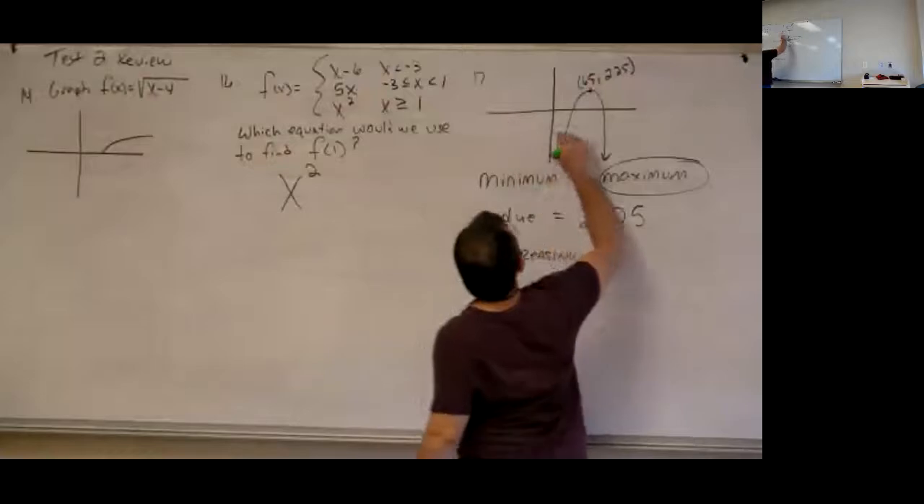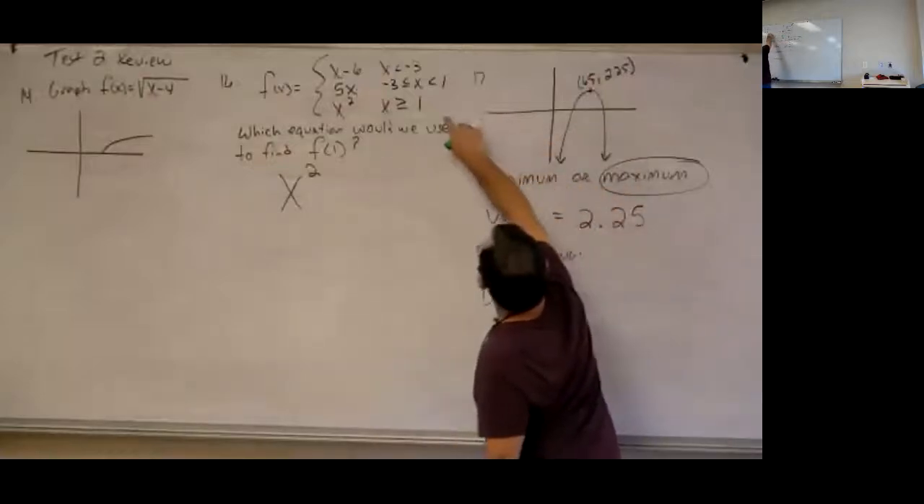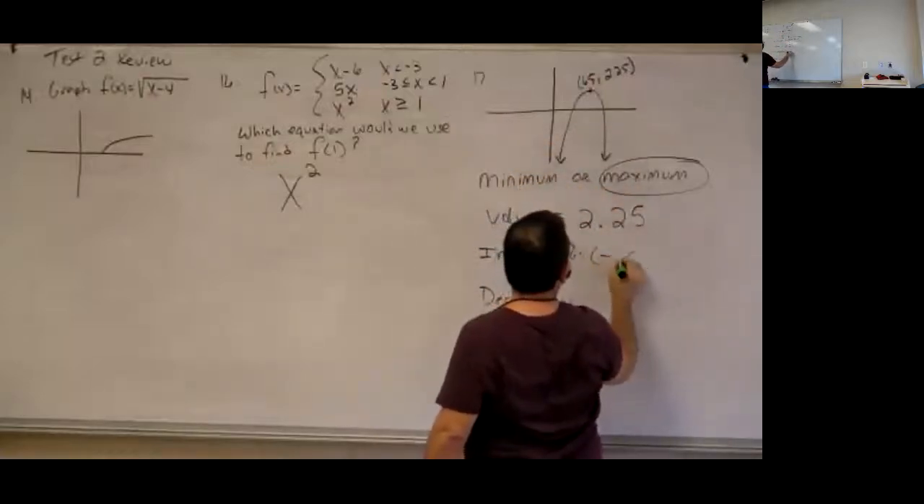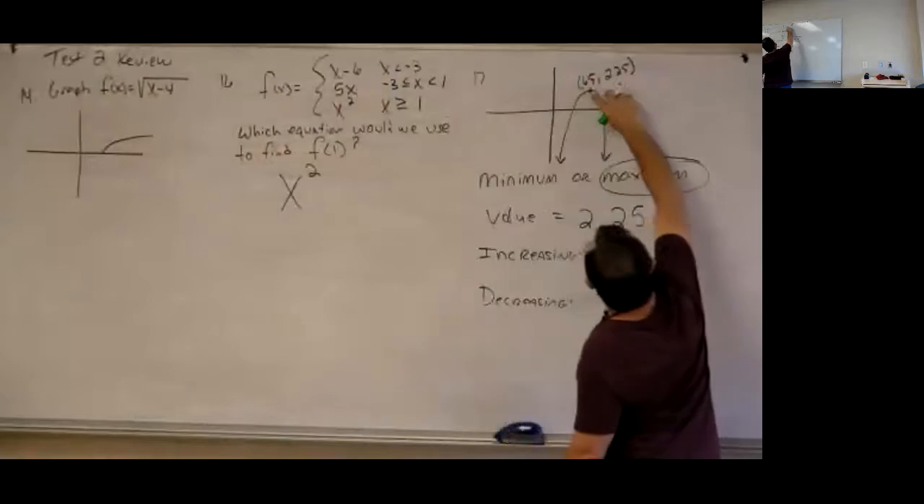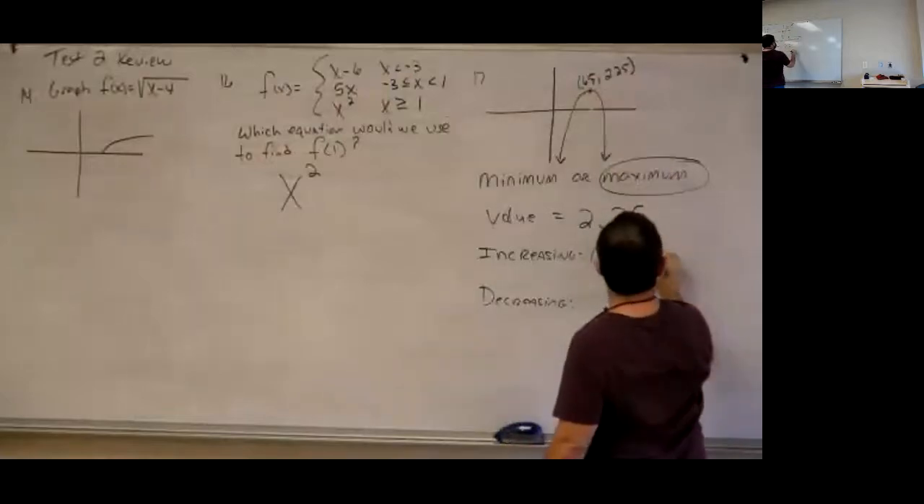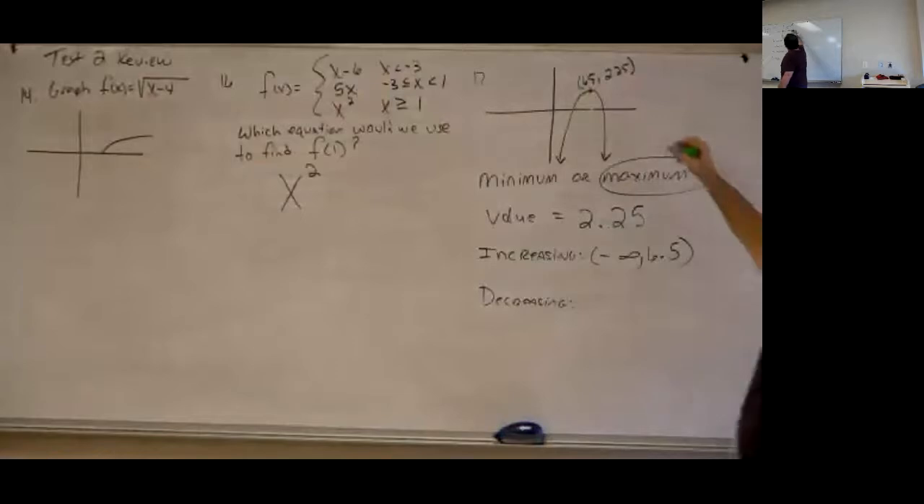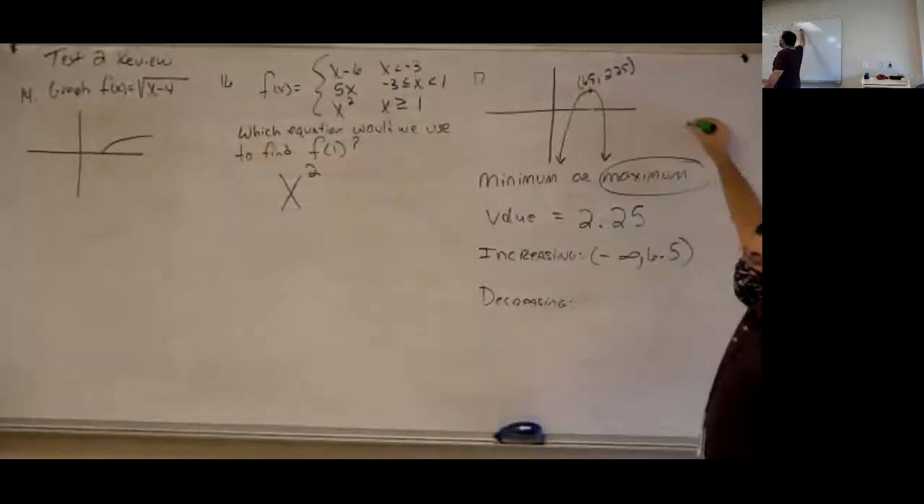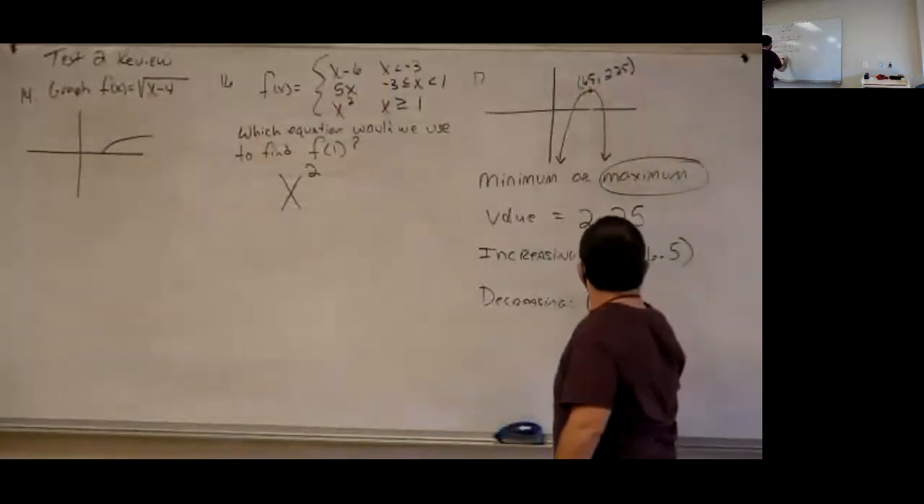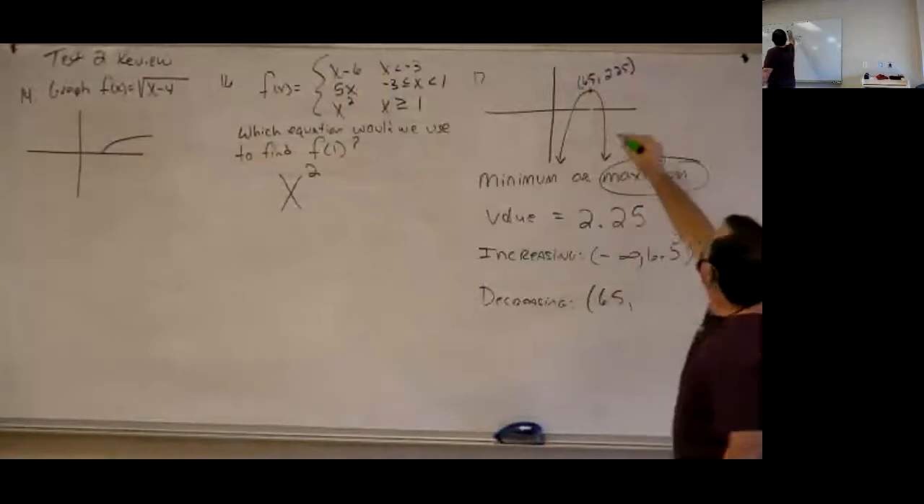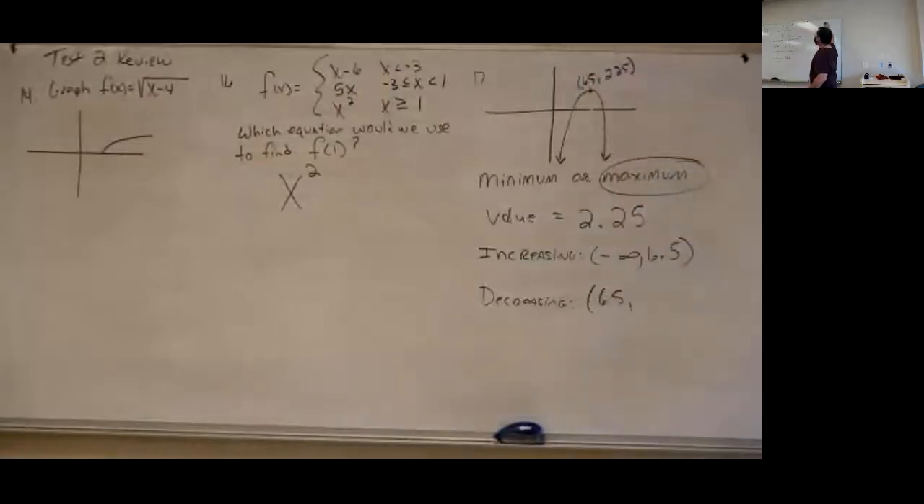Increasing. What's going uphill on this left side as I come in from negative infinity until I hit the x value of 6.5. At 6.5, it's going to start decreasing. So at 6.5, I start decreasing as I head out towards infinity.